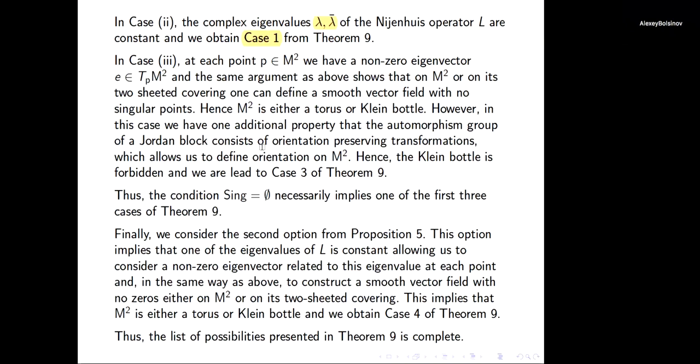This is also a very interesting phenomenon: if you have a Jordan block at each point on the manifold, you can show that your manifold is orientable. Why? Because the automorphism group of a Jordan block consists of orientation preserving transformations. This is maybe slightly unclear as I say it now, but there is an exercise to clarify this point. Therefore the Klein bottle is forbidden, and so we have a Jordan block on the torus, so this is case three. Okay, so if the singular set is trivial, so it's empty, then we have these first three cases from theorem nine.